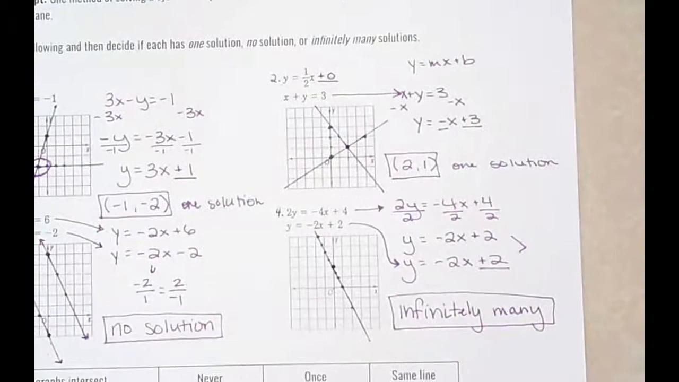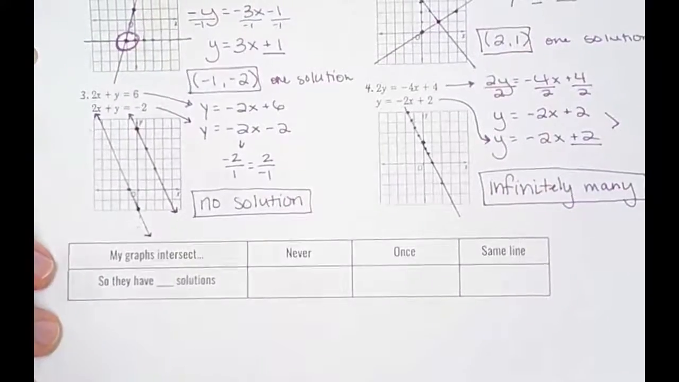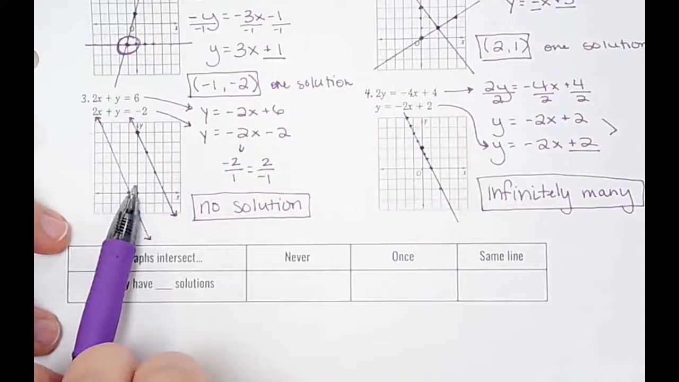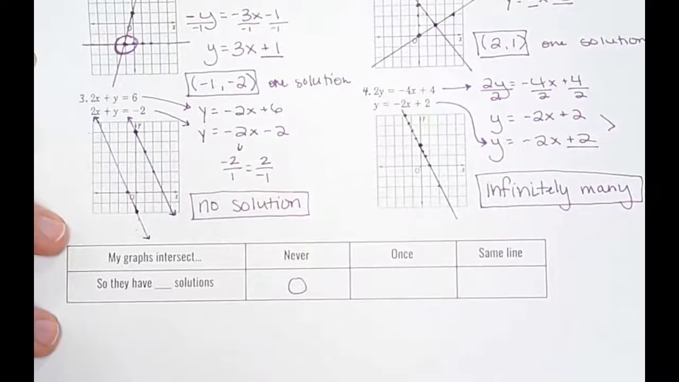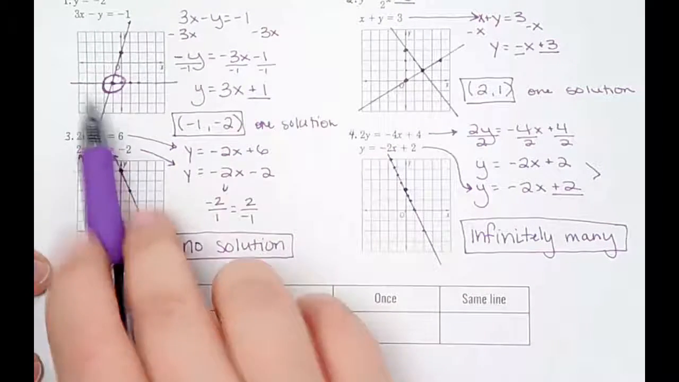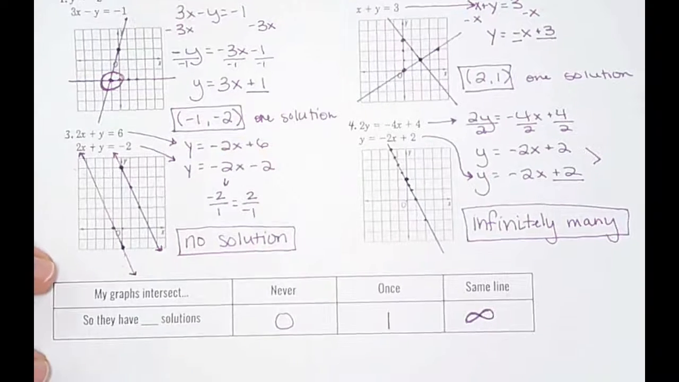So let's do a quick review. My graphs intersect never. If they never ever intersect, if they're parallel, they will have how many solutions? Zero. No solutions. What about if my graphs intersect once, like these two up here? Then they're going to have one solution. But what if they are the same line? They should have infinitely many solutions. That's all there is for 7.1, solve by graphing.